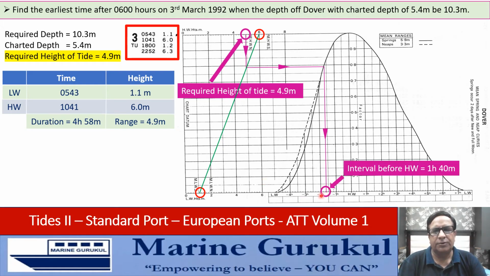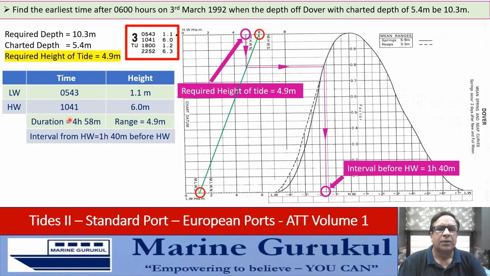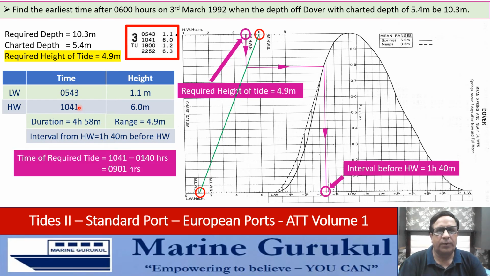And the interval happens to be, when you read up from here, 1 hour 40 minutes before high water. So that means the required height of tide shall be 1 hour 40 minutes before high water, which is at 1041. The interval is now obtained from the plot, and it's 1 hour 40 minutes before high water. And what is the time of high water? 1041. So then what shall be the time when we'll have the required height of tide of 4.9 meters? Obviously that shall be 1041 minus this interval, and the time happens to be 0901 hours.